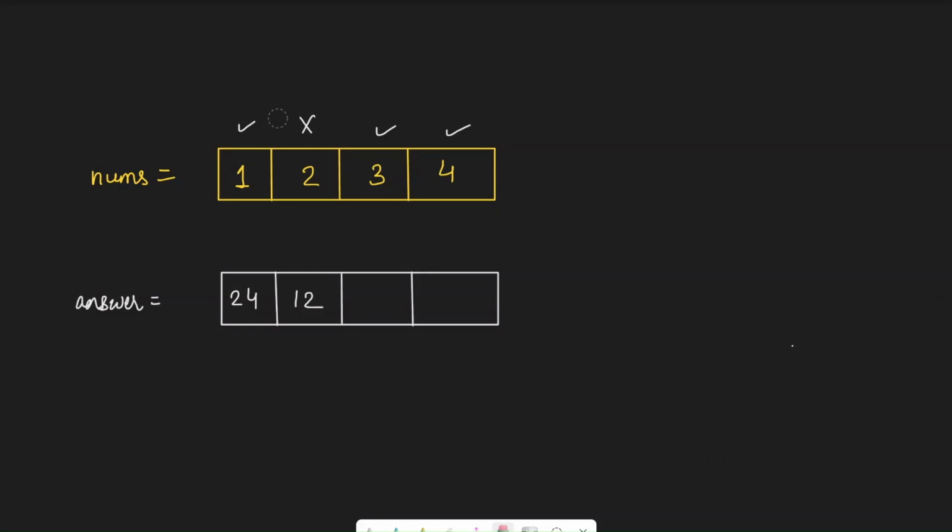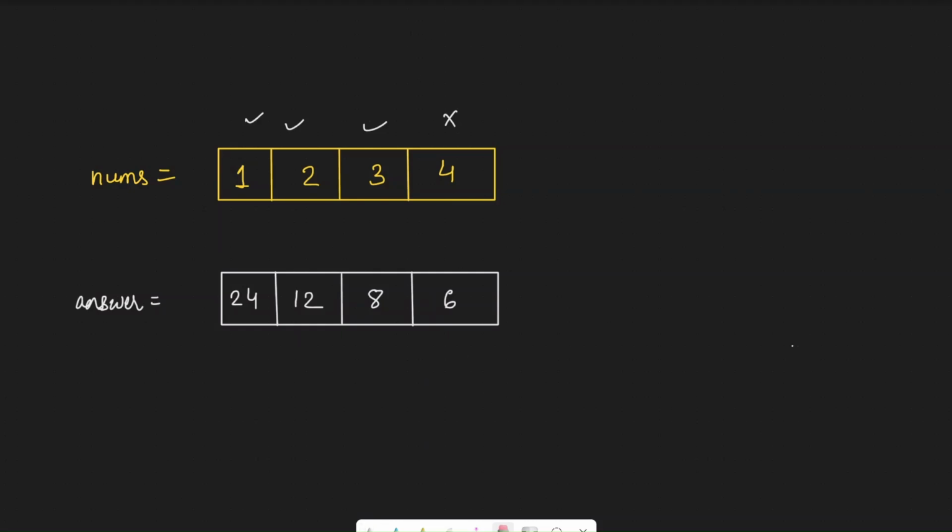Then for the third index, we can't include the third index. So we can't include 3 over here and we need to include the rest of them. So 1 multiplied by 2 is 2, multiplied by 4 is 8. Then for the last one, we can't include this last index, so we have to include these three. So 1 multiplied by 2 is 2, multiplied by 3 is 6, and we have 6 here. And this is our answer array that we need to return.